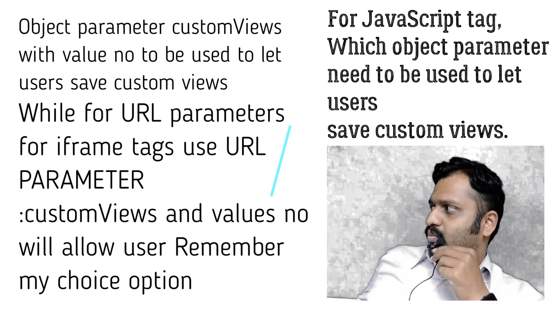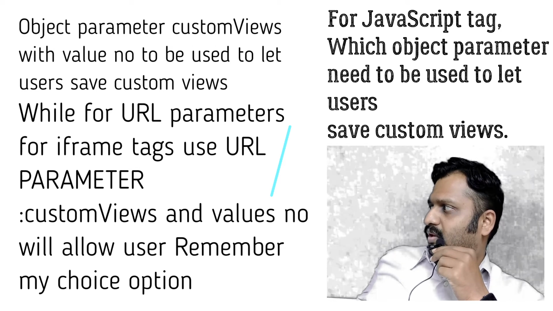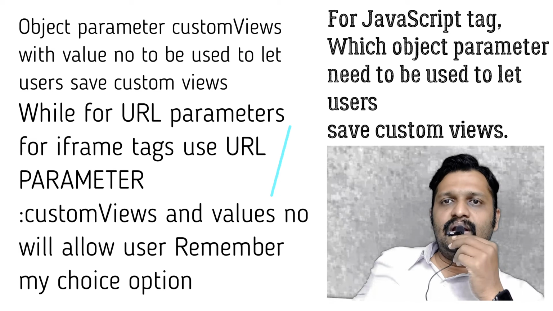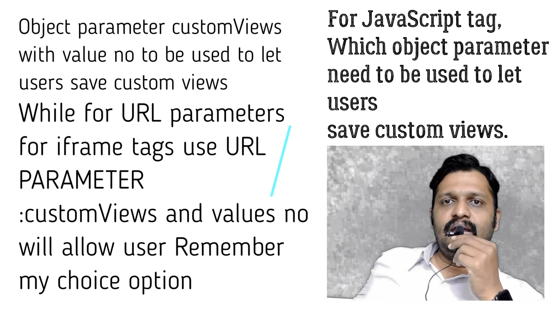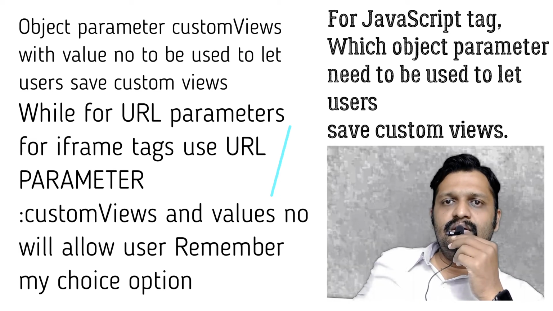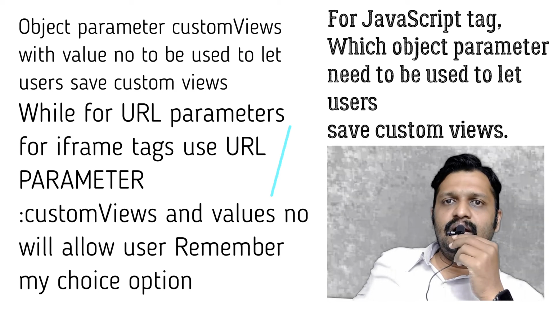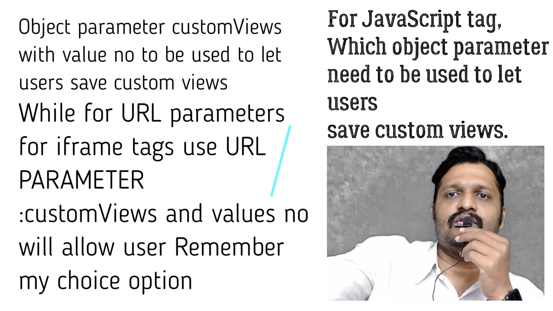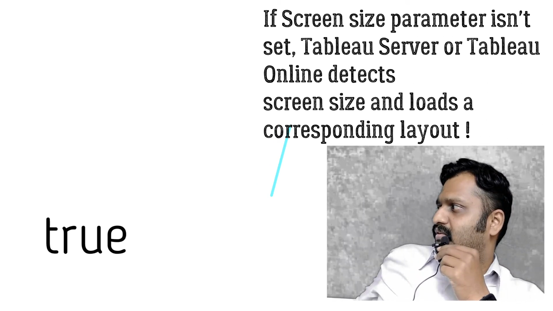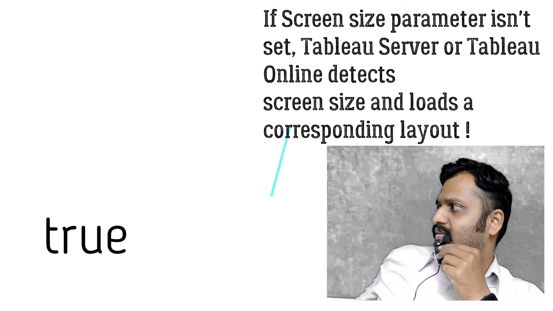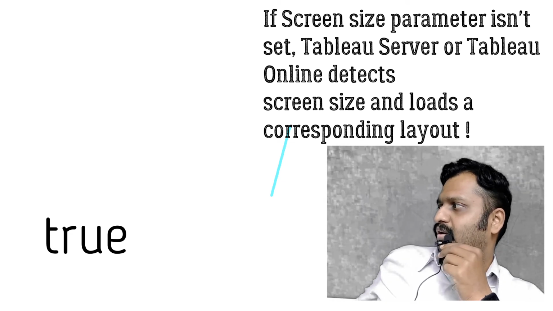Next question. For JavaScript tag, which object parameter needs to be used to let user save custom view? While for URL parameter for iframe tags use URL parameter custom views, and values no will allow user remember any choice option. Next question. If screen size parameter isn't set, Tableau server or Tableau online detects screen size and loads a corresponding layout. That is true.